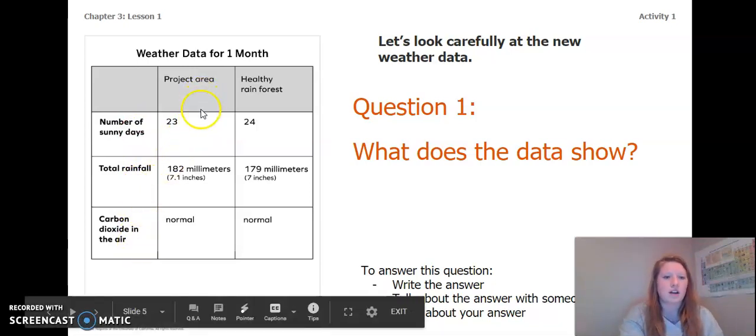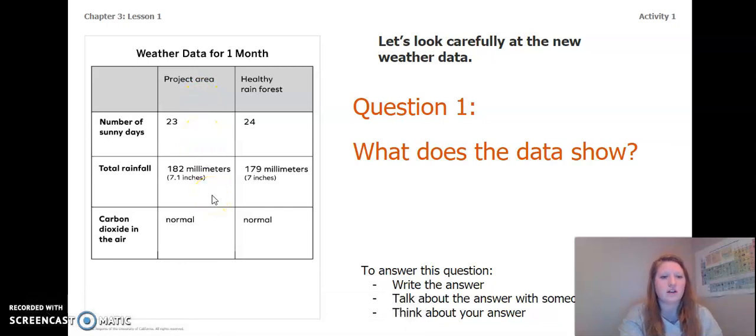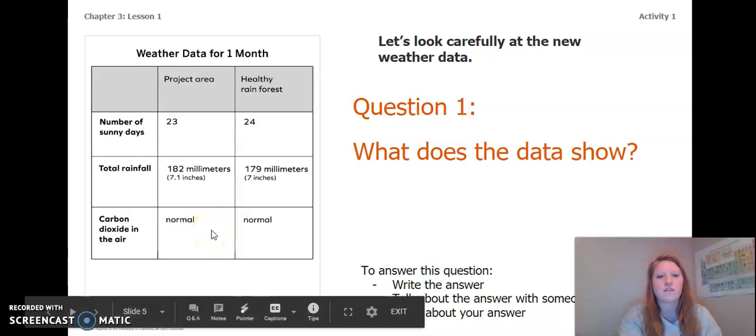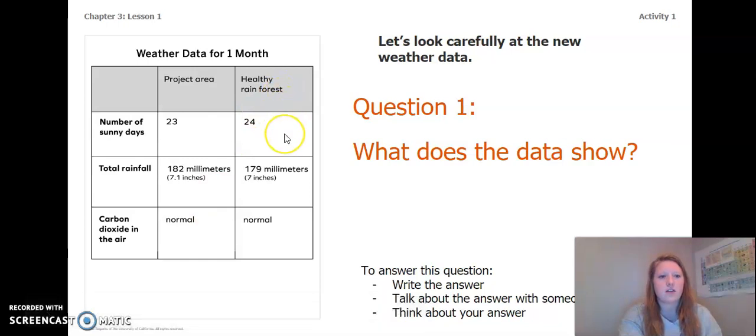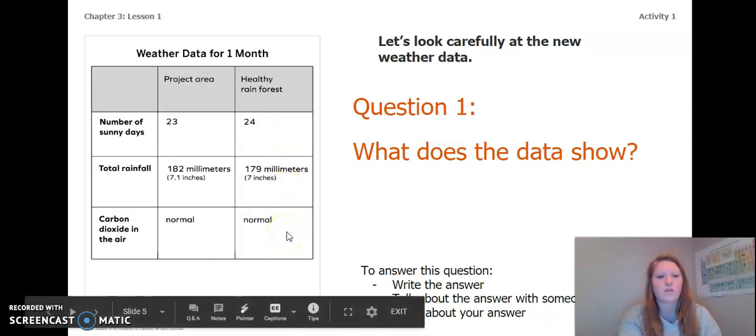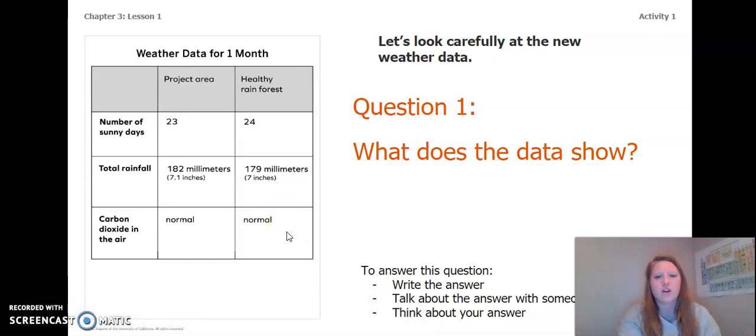In our project area, there's 23 sunny days, 182 millimeters or 7.1 inches of total rainfall, and a normal level of carbon dioxide in the air. In the healthy rainforest, there was 24 sunny days, 179 millimeters or 7 inches of total rainfall, and a normal carbon dioxide level in the air.